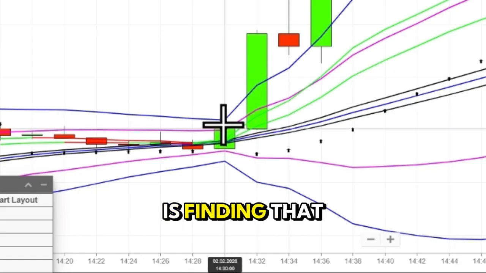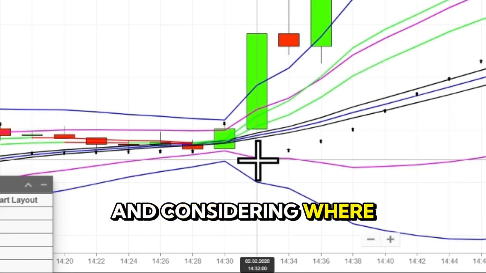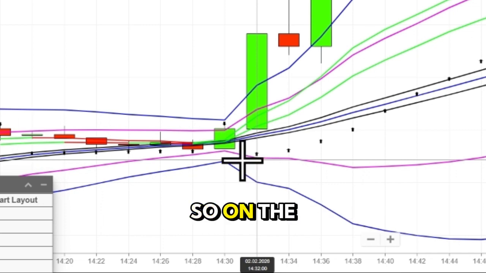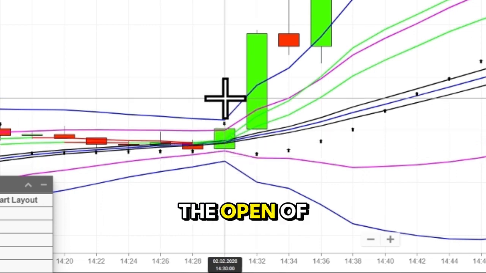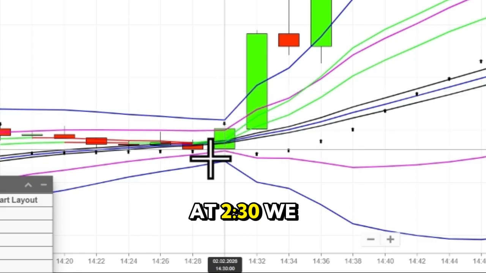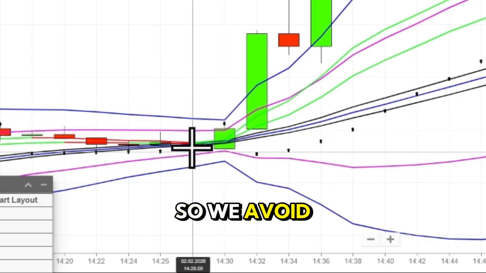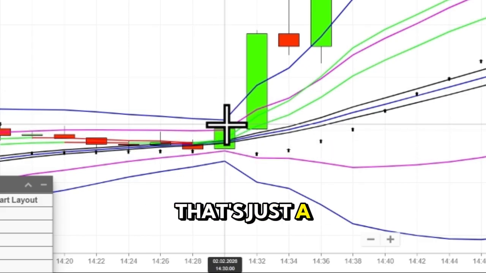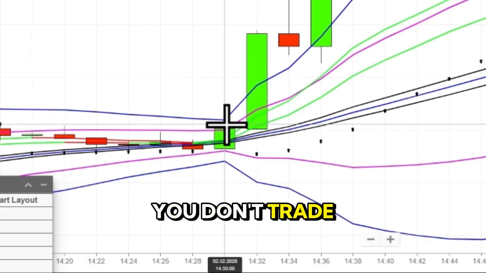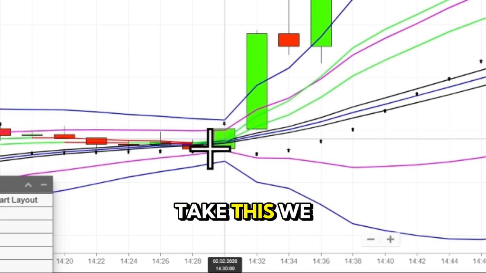So step one is finding that arrow flip and considering where that arrow flip has occurred. So on the previous motion, and this is the open of the market, by the way, at 2:30, we don't trade into the open, so we avoid the initial losing trade. That's just a rule by itself. You don't trade the exact candle of the open. It's up to you if you choose to follow that or not. So we don't take the loser.